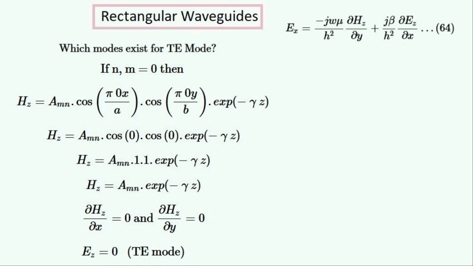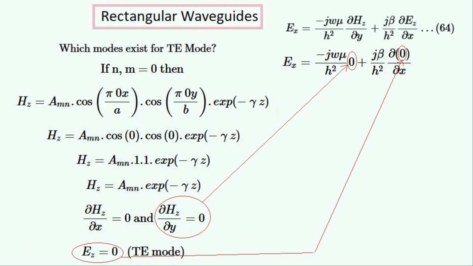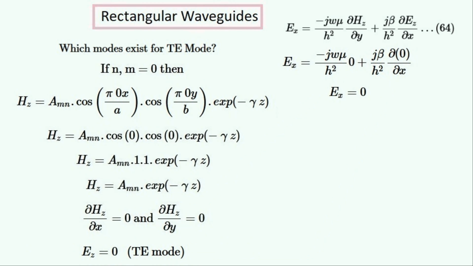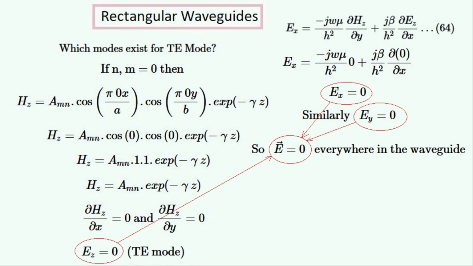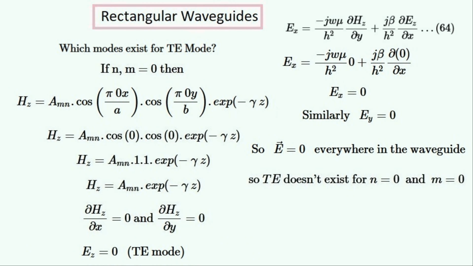We can calculate EX using this equation that we'll derive later and have already used in this video. Substituting these values in gives us this equation, which gives us EX equals 0, and EY can be found to be 0 in a similar way. So the electric field is 0 everywhere in the waveguide. So the TE mode can't exist for both n and m being 0 together. We can write this mode out as TE with 2 0 subscripts at the bottom, saying that it doesn't exist.